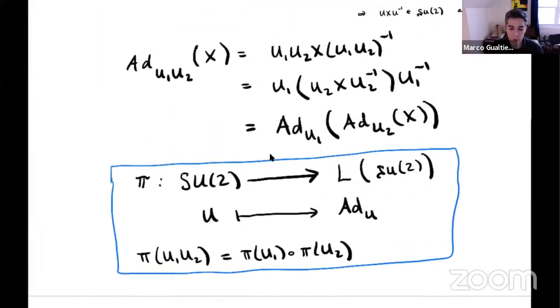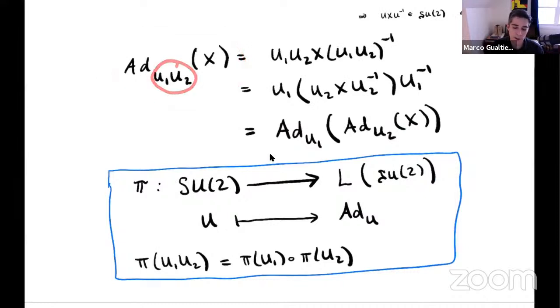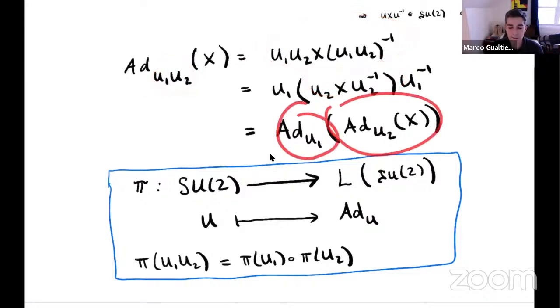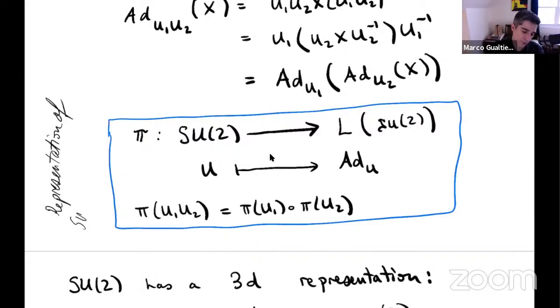Okay, and then you can also see that this is a representation. If I take the product of two unitaries and I conjugate, then I can re-bracket, and I can see that it is the product of the two actions. And so this is our representation definition. So we have a representation pi from SU2 to the linear operators on this vector space. Okay, so we've defined a representation of SU2 on a three-dimensional real vector space.